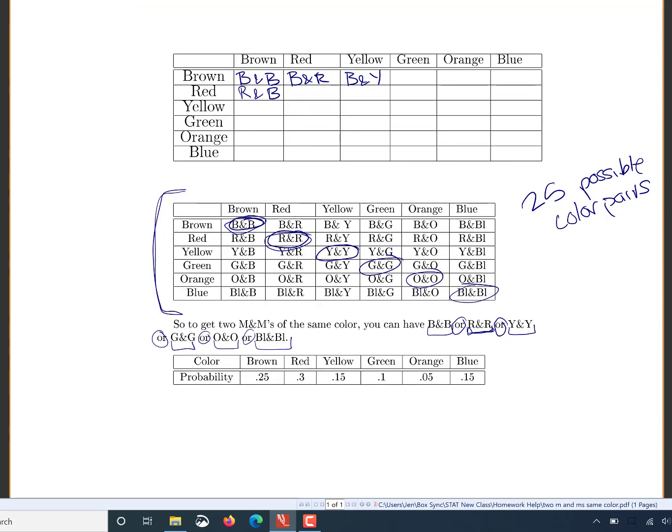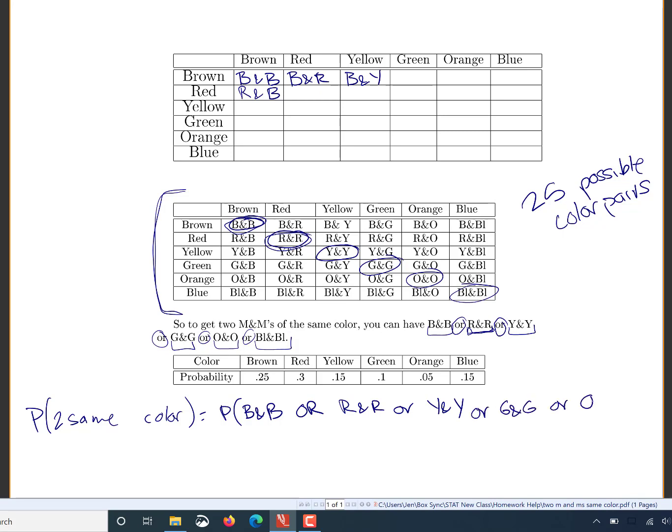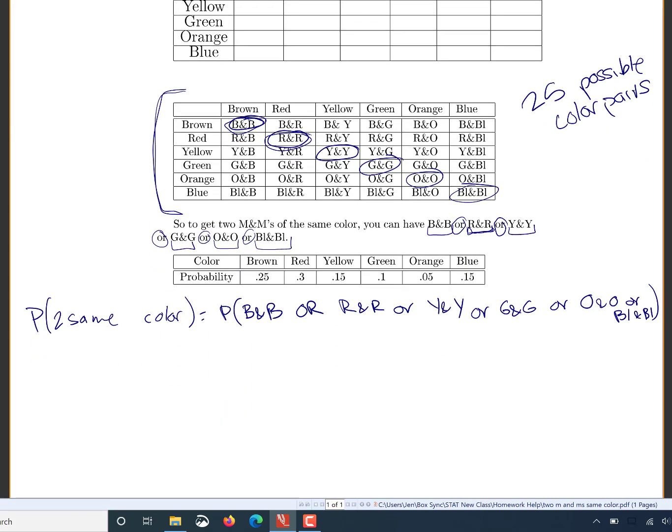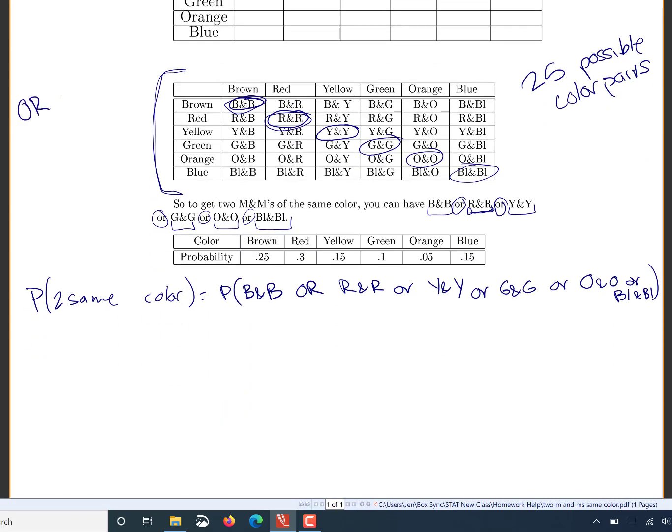So now, to find the probability of two of the same color, I have to look at the probability of brown and brown, or red and red, or yellow and yellow, or green and green, or orange and orange, or blue and blue. Now, anytime you're doing probability, you need to remember that or means you're going to add, and and means you're going to multiply.